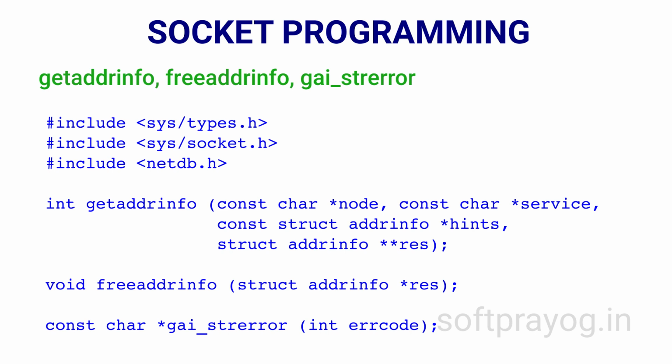The second function, freeaddrinfo, frees the memory occupied by the linked list pointed to by res. And the third function, gai_strerror, is an error reporting function which translates an error code returned by a function like getaddrinfo into a human readable string.